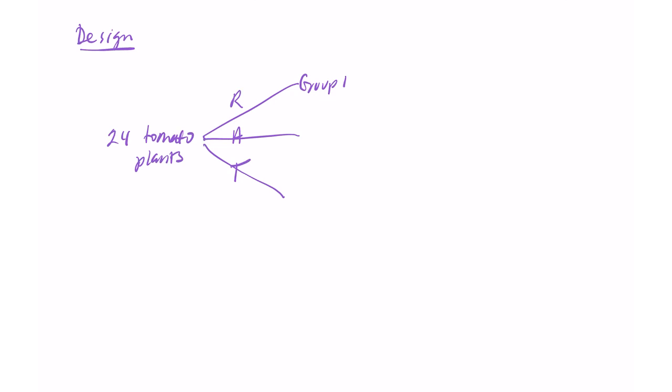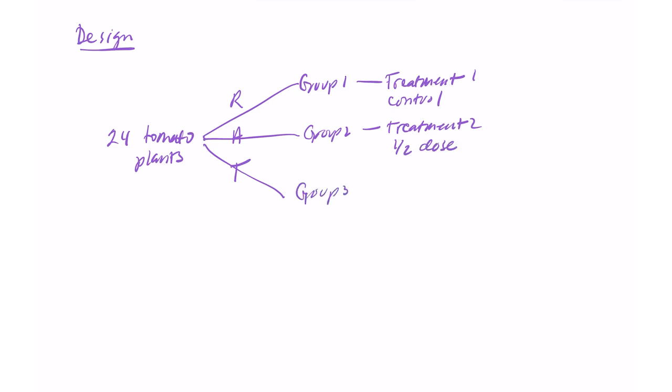Okay, you've got group 1, which we said was treatment 1. They're not getting any fertilizer, so we call that the control group. And then group 2, they're going to get half the dose. So this is treatment 2. They get half the dose of fertilizer. And then our last group, group 3, they're getting the full fertilizer. And we would have 8 in each group.